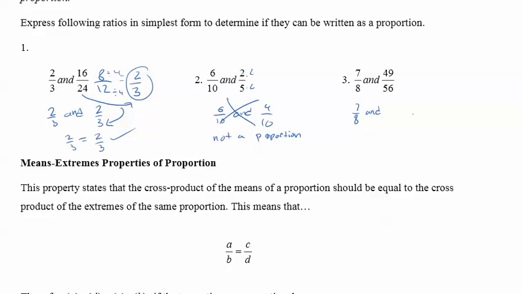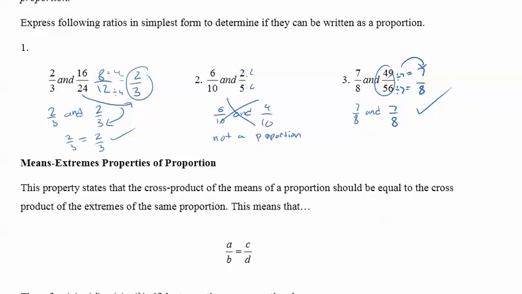All right. Hopefully you saw that 49 and 56 are both divisible by 7. 49 divided by 7 is 7. 56 divided by 7 is 8. So this reduces to 7/8. And bring down the 7/8 from this side. 7/8 does equal 7/8, so this is a proportion.